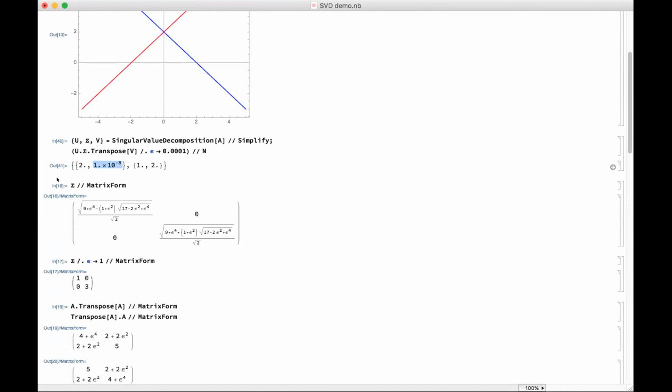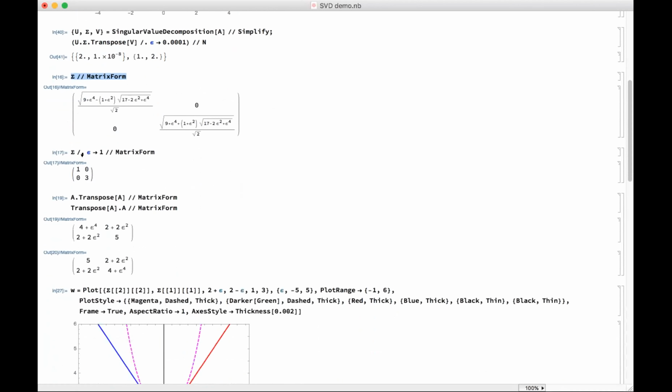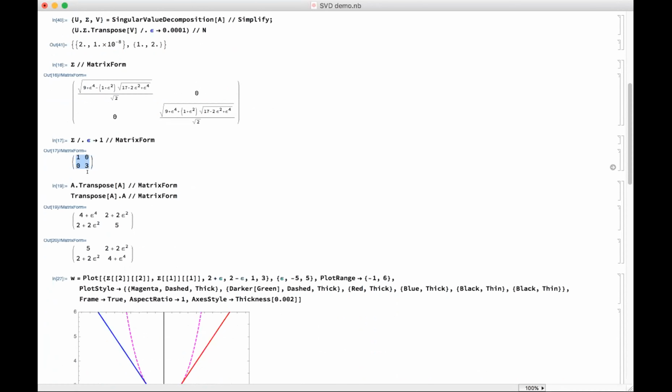And here we would like to extract the matrix of singular vectors. The singular values in terms of epsilon can be complicated. But when epsilon goes to 1, the very special point where A is symmetric and unitarily diagonalizable, you see that the two singular values are the same as the two eigenvalues, right? So this is very interesting.